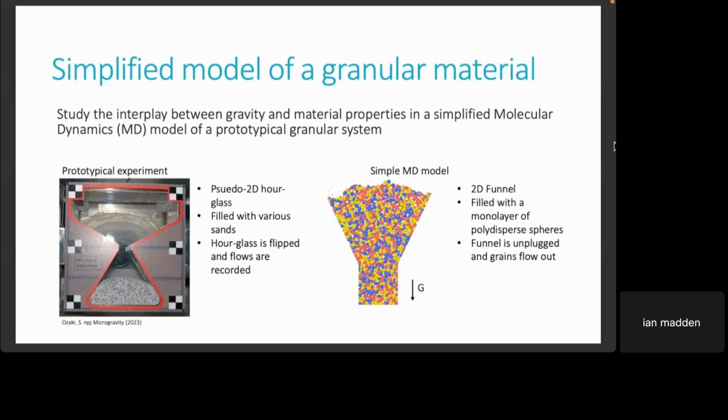So set up this model, which is a very simple MD model. So it's a particle-based model. It's a 2D funnel filled with a monolayer of polydispersed spheres, and the funnel is initially plugged, and then you unplug the funnel, and you watch whether or not the spheres flow out. So next slide, please.